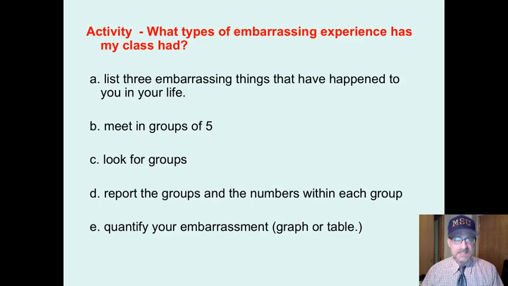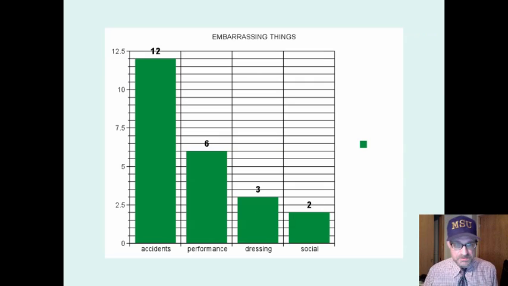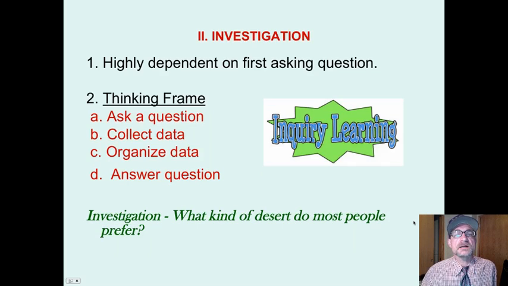As an example, in my class, I will ask students to describe embarrassing things that have happened in their lives. Meet in groups of 5. They look for groups or patterns because they have a whole group of embarrassing things. Then they report the groups and numbers within each group based on the pattern. So they're able to quantify their embarrassment. For example, accident type of embarrassments, performance, dressing, and social. That's the basic essence of inductive analysis.